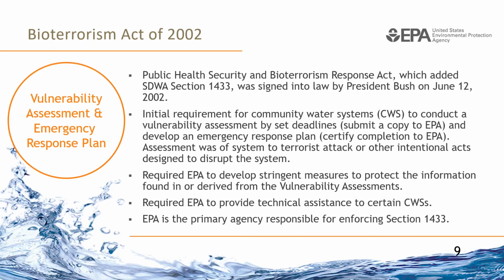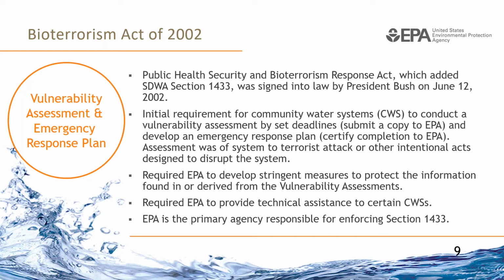Prior to AWIA, the Bioterrorism Act of 2002, which added Section 1433 to the Safe Drinking Water Act, required that water systems assess their vulnerabilities to terrorist or other intentional acts, and then based on that assessment, prepare emergency response plans. The statute required community water systems to conduct a vulnerability assessment by set deadlines that were in the law and to submit a copy of this assessment to EPA, as well as develop an emergency response plan and certify completion of that emergency response plan to EPA. It didn't require them to periodically update their risk assessments or emergency response plans. This was just a one-time requirement.